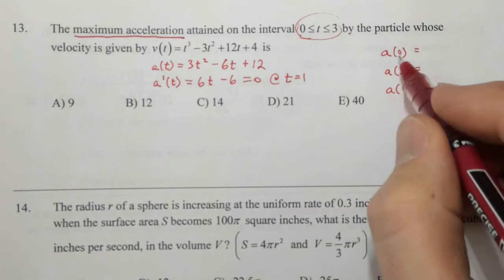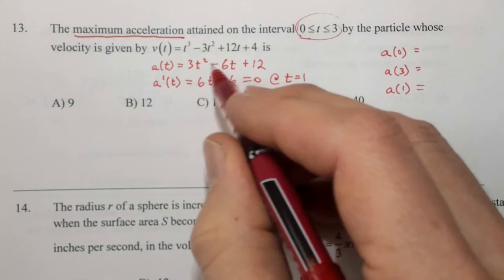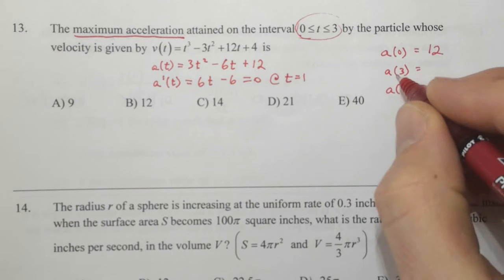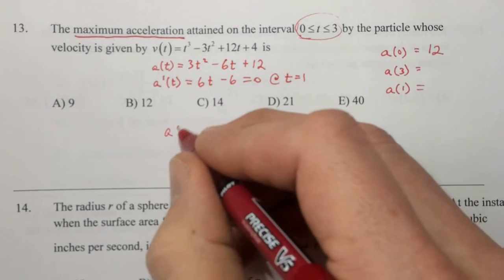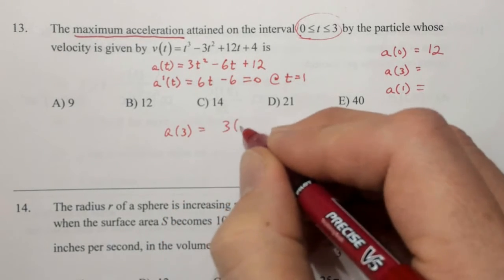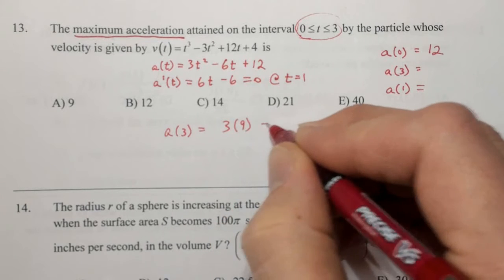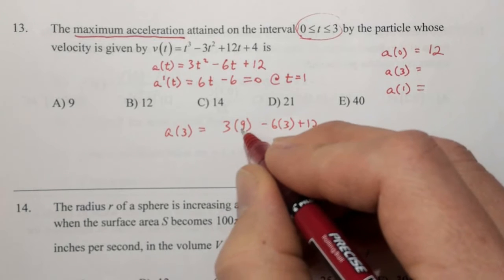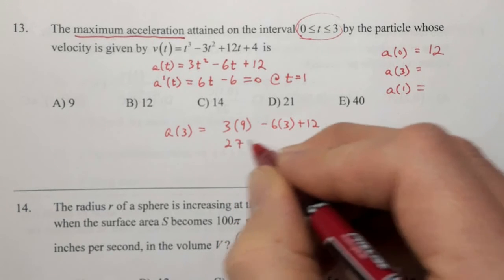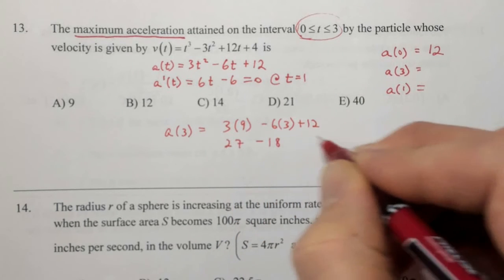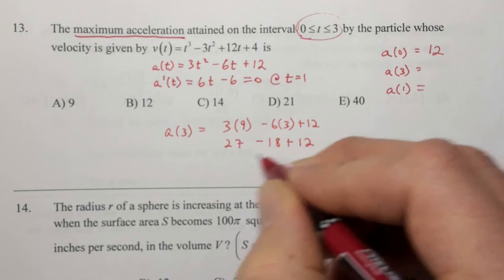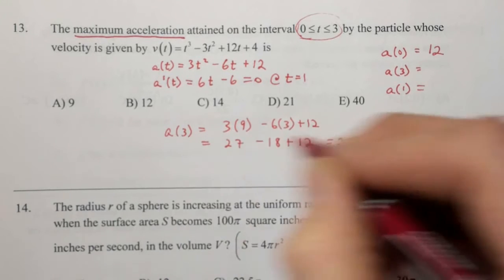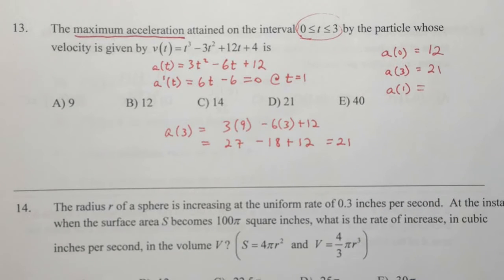Well, a of 0 is easy because we're going to get 0 minus 0 plus 12. So there's a of 0. A of 3, that's going to be equal to 3 times 3 squared minus 6 times 3 plus 12. 3 squared is 9, 3 times 9 is 27, so we have 27 minus 18 plus 12. 27 minus 18 is 9, plus 12 is 21. So a of 3 is 21.